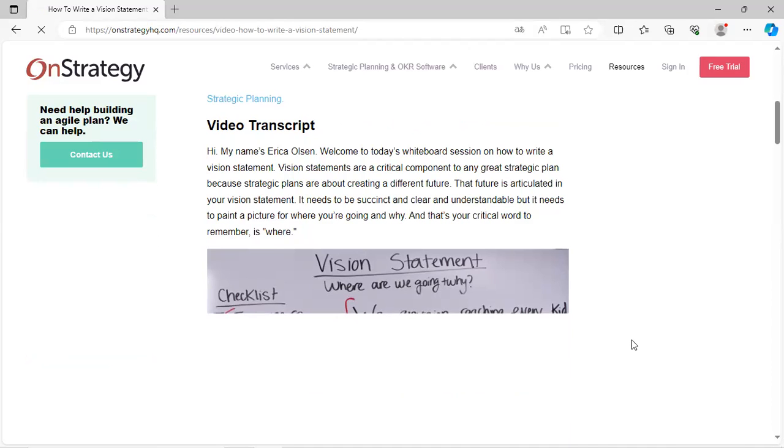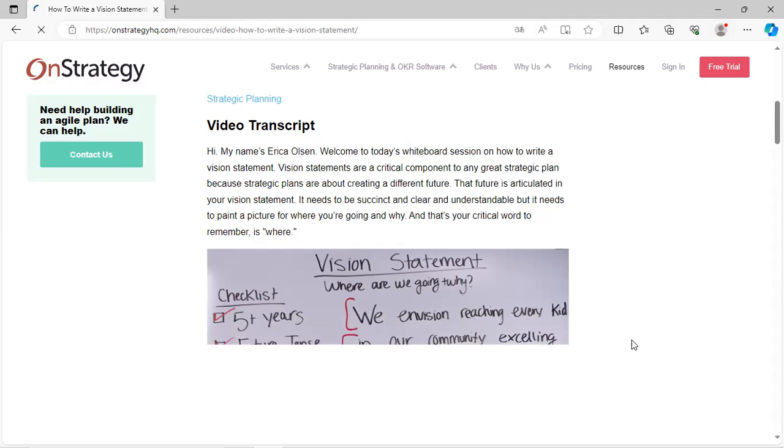So she starts like saying, "Hi, my name is Marika Olsen. Welcome to today's whiteboard session on how to write a vision statement. Vision statements are a critical component to any great strategic plan because strategy plans are about creating a different future. That future is articulated in your vision statement. It needs to be succinct and clear and understandable, but it needs to paint a picture for where you're going and why. And that's your critical word to remember: where. Where are you going? Where are we going with the company?"